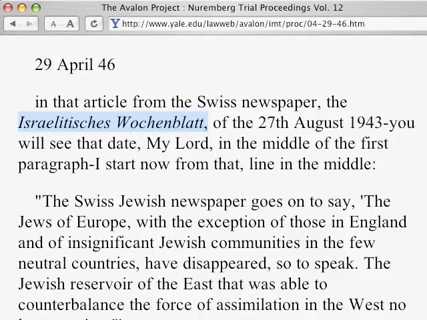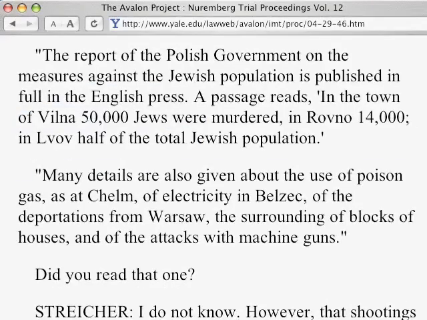Referring to a publication called Israelitisches Wochenblatt, the English prosecutor says, "Many details are also given about the use of poison gas as at Chelm, of electricity in Belzec, of the deportations from Warsaw, the surrounding of blocks of houses, and of the attacks with machine guns."